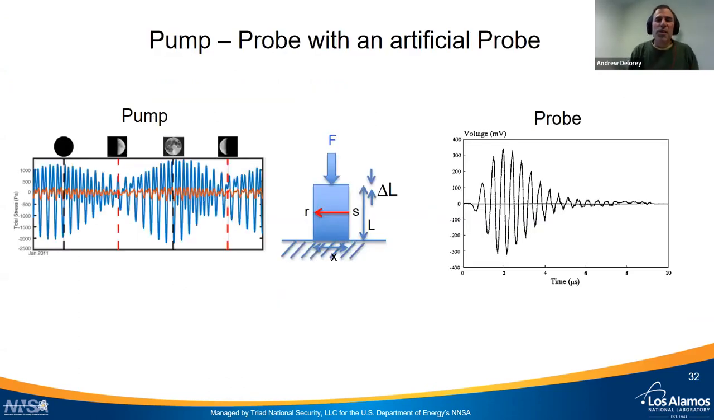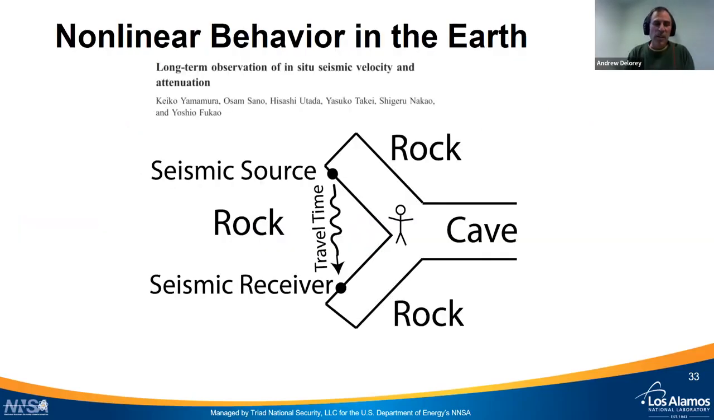So this is another study, but with a natural pump and an artificial probe. And this one is a little bit more relevant to the kinds of things that I care about, stress and permeability and things like that in the Earth, not in the unconsolidated material in the top few meters, tens of meters, but in consolidated, crystalline, deeper material. So this is nonlinear behavior in the Earth.